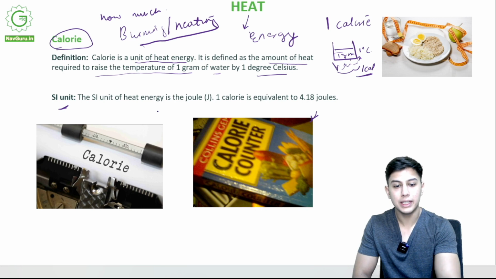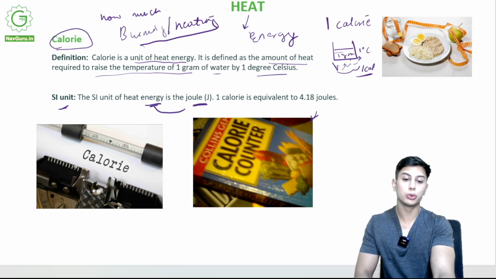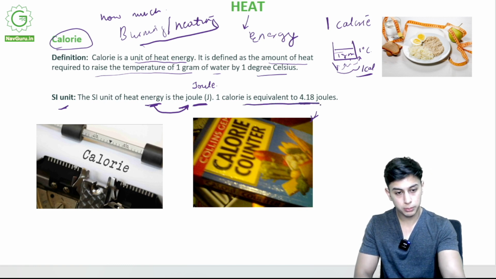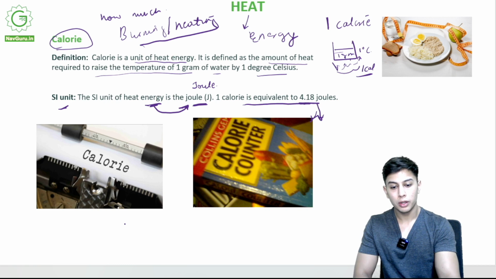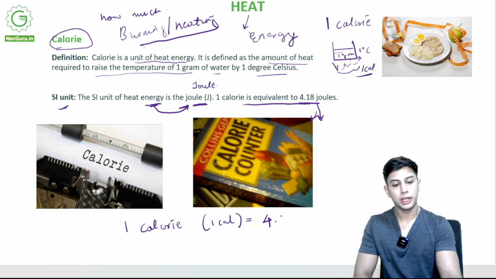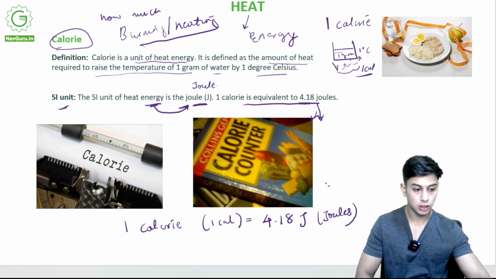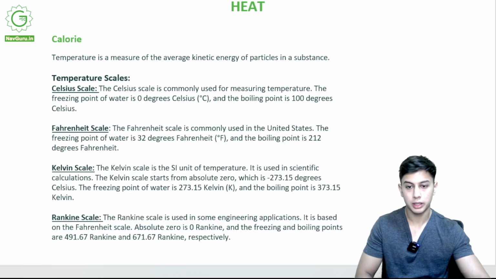The SI unit of heat energy is joule because it is energy. Energy is always in joules. 1 calorie is equivalent to 4.18 joules. This is important from the question point of view. 1 calorie, or 1 cal, is equal to 4.18 J, called joules. Fine. Good. Now let's get into important things.